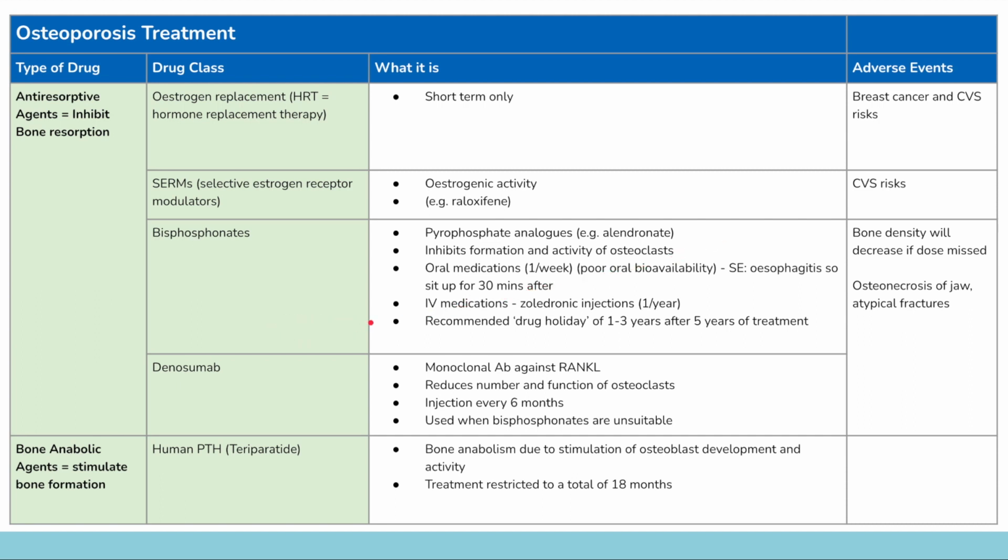Bisphosphonates inhibit the formation and activity of osteoclasts. In the oral form, the patient needs to swallow it whole and remain upright for 30 minutes to an hour after to prevent esophagitis. You can also give it through IV with zoledronic acid injections. A particular side effect to remember here is osteonecrosis of the jaw. Denosumab is a monoclonal antibody, as you can tell by the mab ending, and it works against RANKL. It reduces the number and function of osteoclasts and is given via a biannual injection.